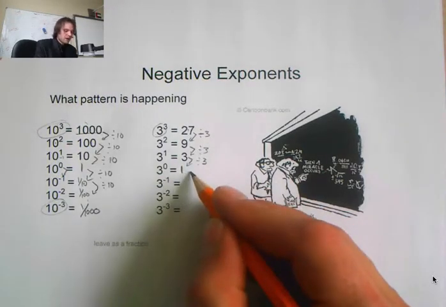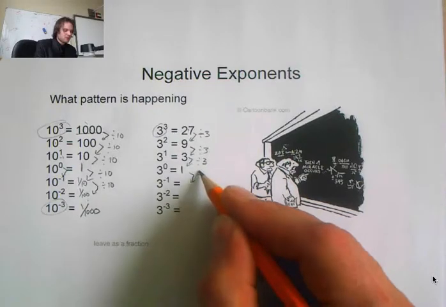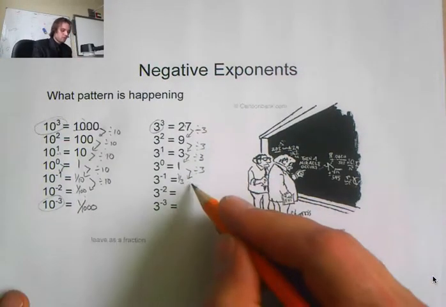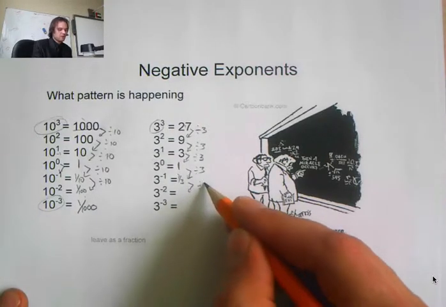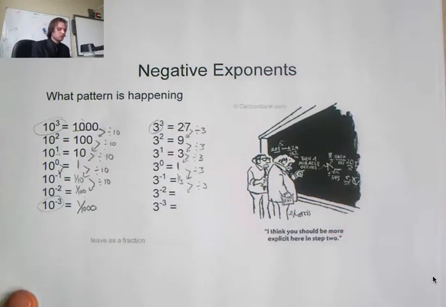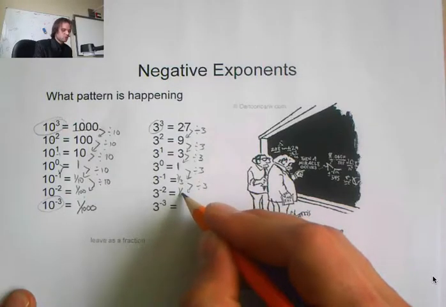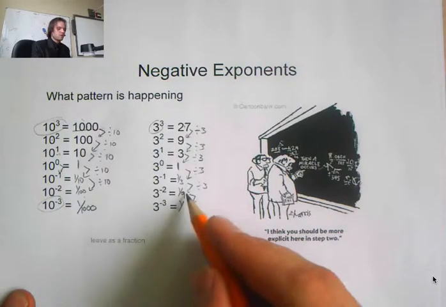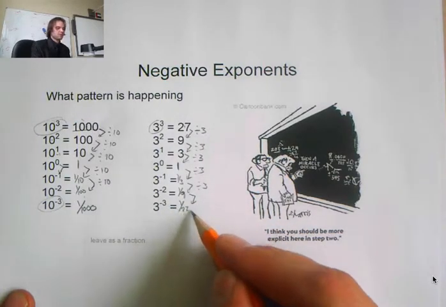So now, to go to the next step, I must divide by 3 again. So that's 1 over 3. Then to go from this step to the next one, we divide by 3 again. So that's going to give me 1 over 3 squared, which is 1 over 9. And then we do it one more time, divide by 3 again. That's 1 over 3 times 9, which is 1 over 27.